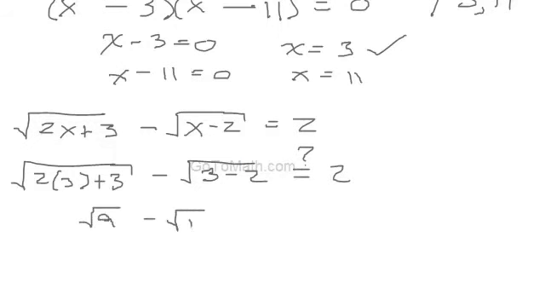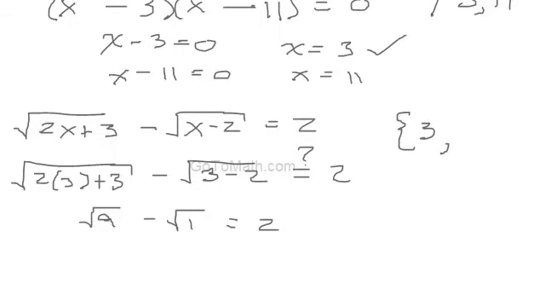And then this is 1. Now we have 3 minus 1 is 2. 3 minus 1 is 2. So that's actually checking out. Okay, so it looks like in our solution set, 3 is definitely going to be a solution.